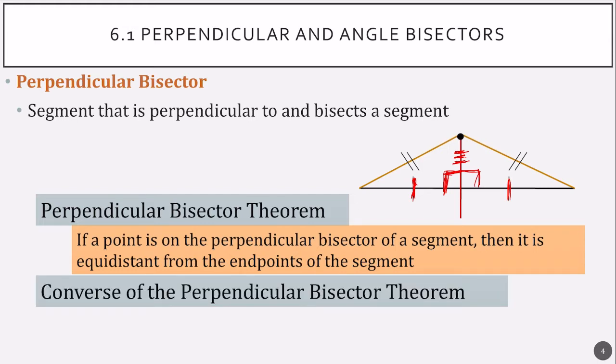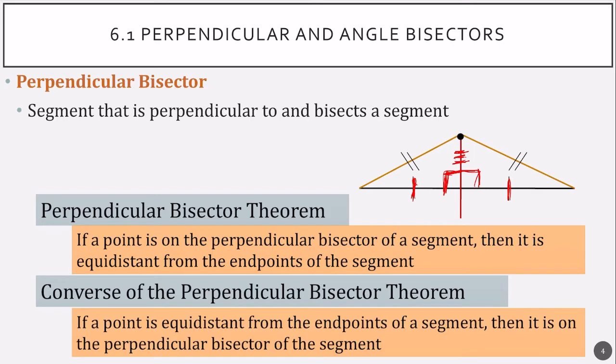The converse of the perpendicular bisector theorem is also true. If a point is equidistant, or the same distance, from each end of a segment, then it is on the perpendicular bisector of that segment.